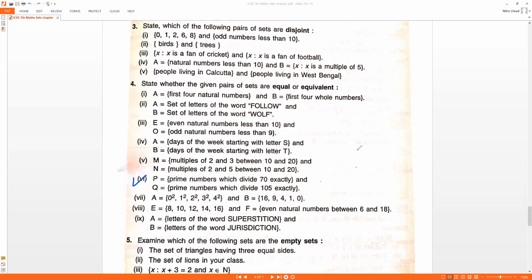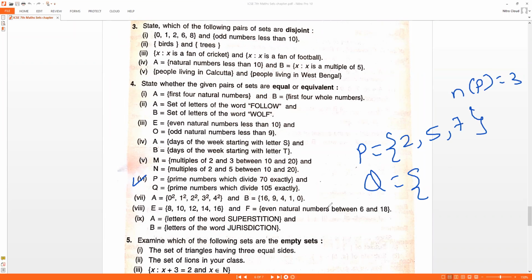Sir, in set P only 7 will come, right? Prime numbers which divide 70 exactly. Which prime numbers are there? Sir, it is an equivalent set. In P, 5 and 7 will come. Yes, correct. And in Q, 2 will also come, right? 70 can be divided by 2. It can be divided by 5. It can be divided by 7. Correct? So n(P) will be 3.